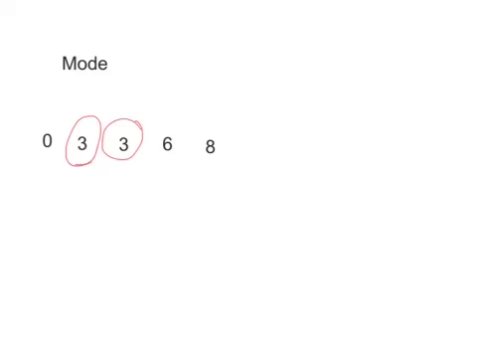so that is my mode. Now, if I have two numbers that come up the same number of times, so there's a tie, well then we can have two modes. But as soon as you have one that is more common than the other, that is your single mode.